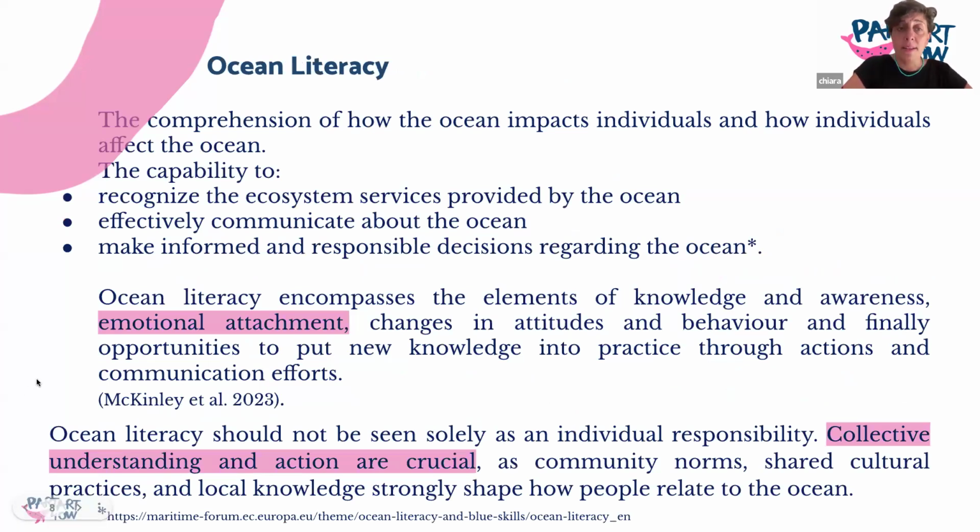All of the PIs are intended to increase ocean literacy as required by the Mission Ocean work plan. The comprehension of how the ocean impacts individuals and how individuals and society affect the ocean is the core of our work and is expected to be the core of the PI's work as well.